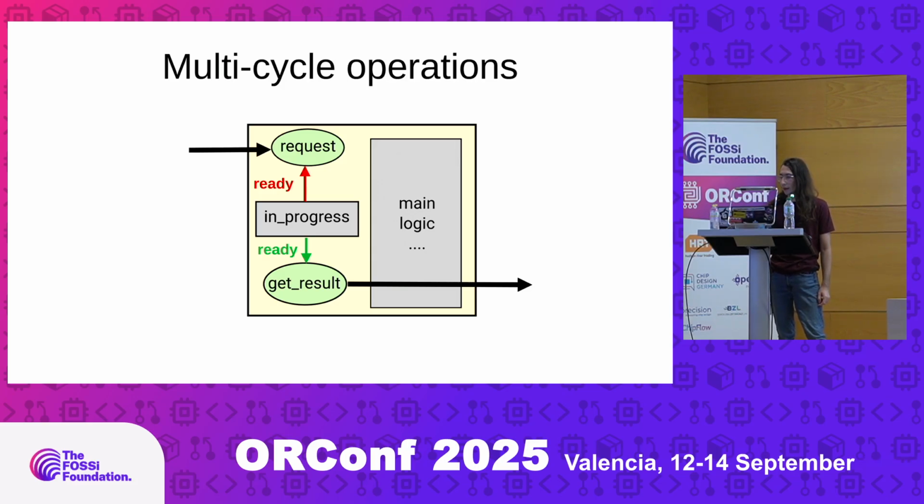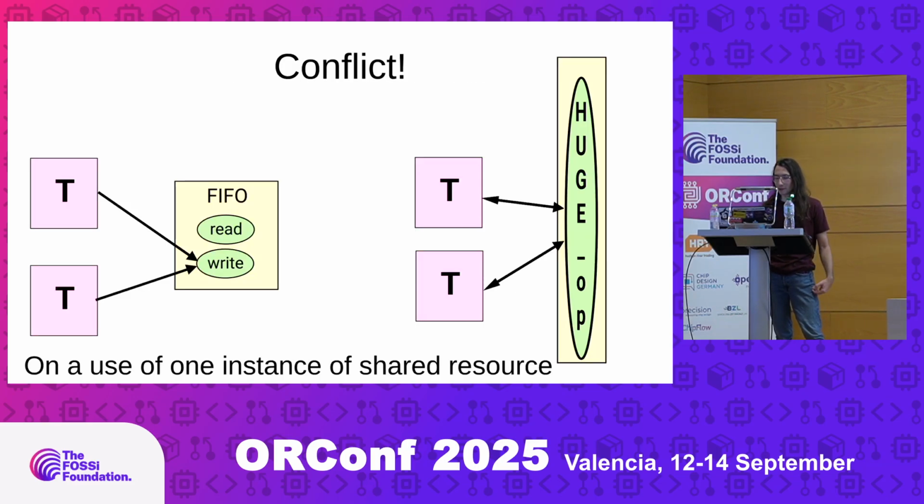Okay, so the next concept is conflicts. Let's imagine you have a huge operation that takes all of the space on your FPGA, and you can only do one instance of it. And you have two sources that want to execute the computation. That creates a conflict between two transactions. Another example of conflict is two different transactions wanting to write to a queue.